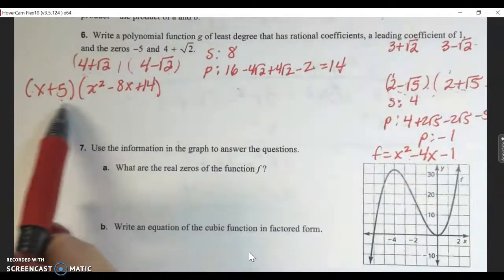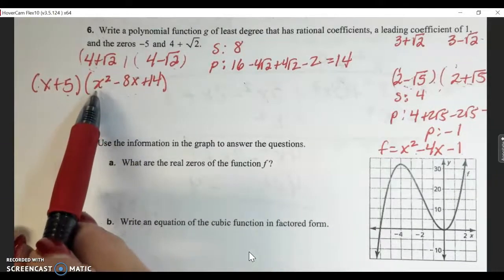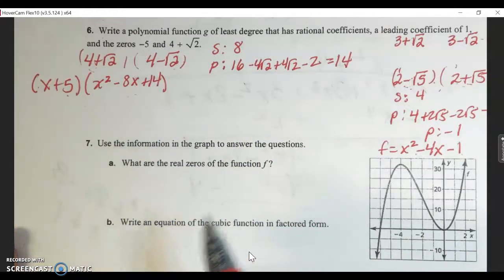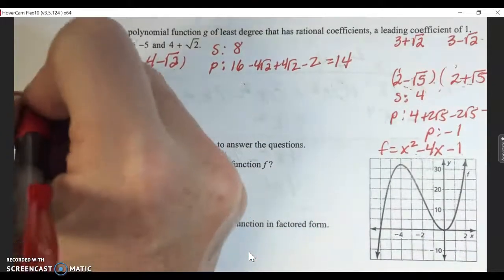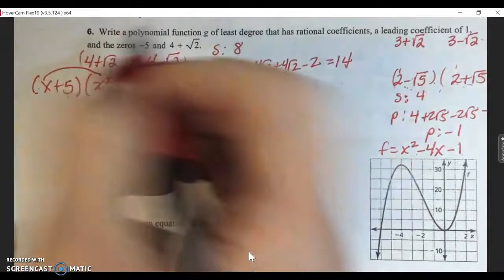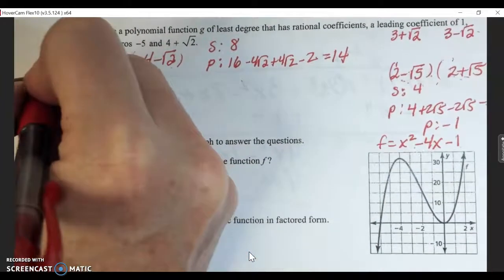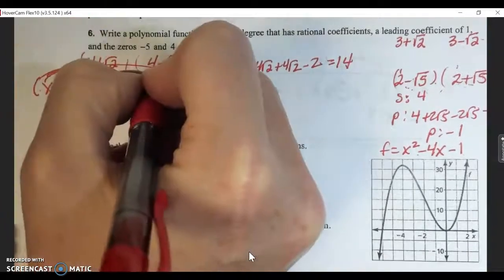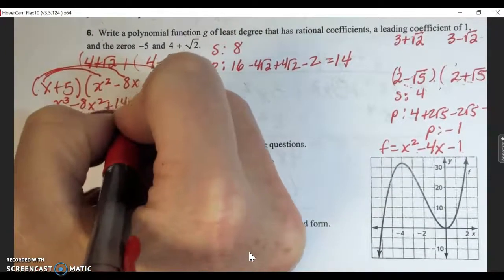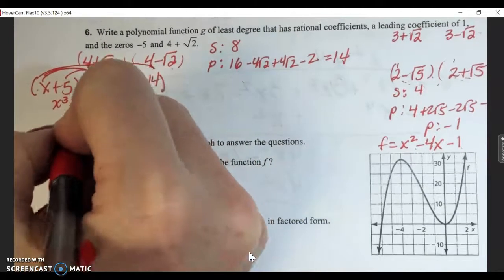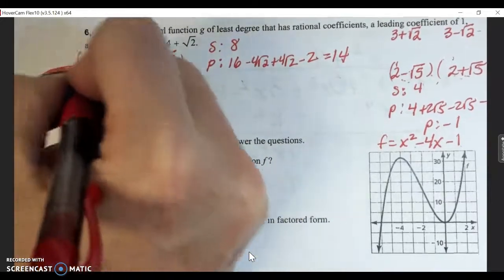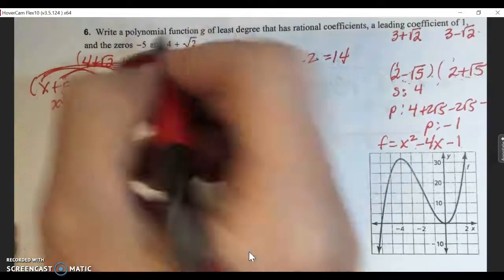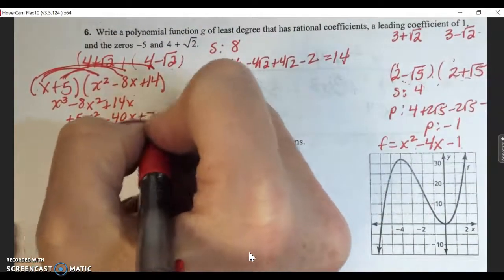So here would be the function. But that's not the way we write polynomial functions. We have to write them all out in multiplied form. So I'm going to have to FOIL this out. I have to do this times this is x cubed. Multiply these, I get minus x squared. Multiply these, I get 14x. These, I get plus 5x squared. These, I get -40x. And that is going to be plus 70.